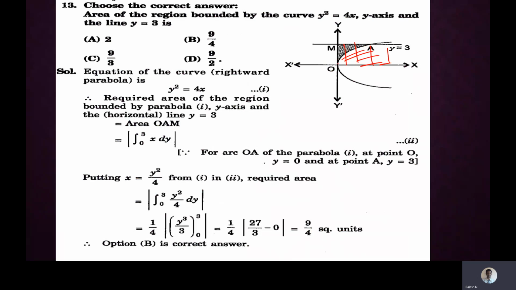Area under the parabola means 0 to 3 x dy. 0 to 3 x dy, where y squared is equal to 4x means x is equal to what? y squared by 4. So 0 to 3 y squared by 4 dy. So 1 by 4 into y cube by 3. Then apply the upper limit and lower limit. So you are getting 9 by 4 square root. So here we have to integrate with respect to the y-axis.